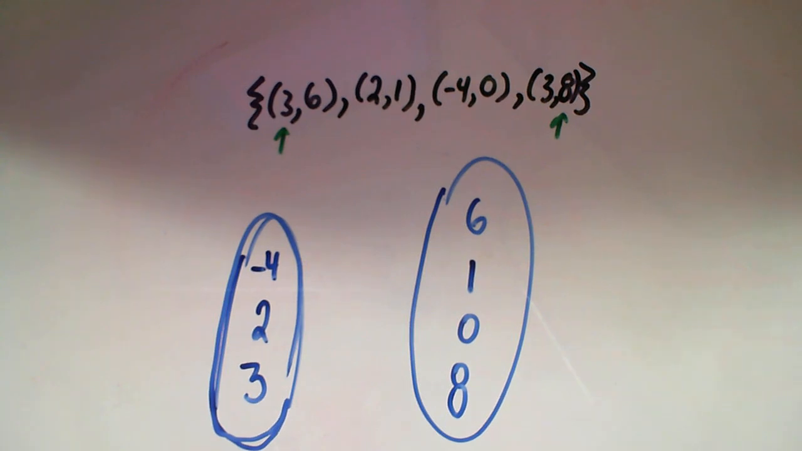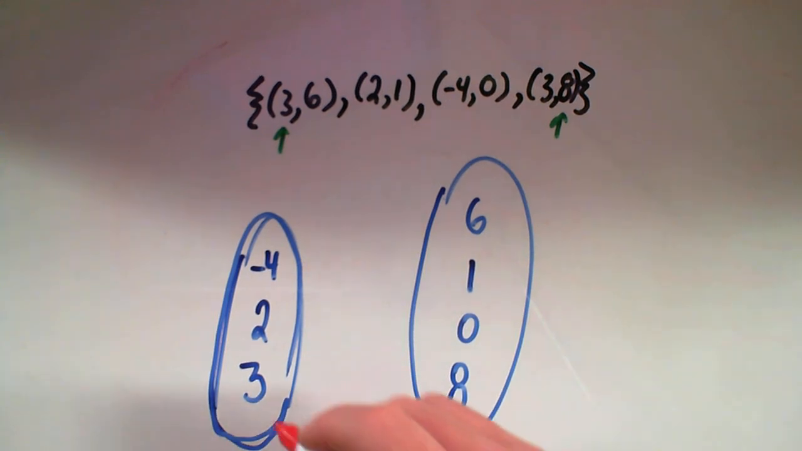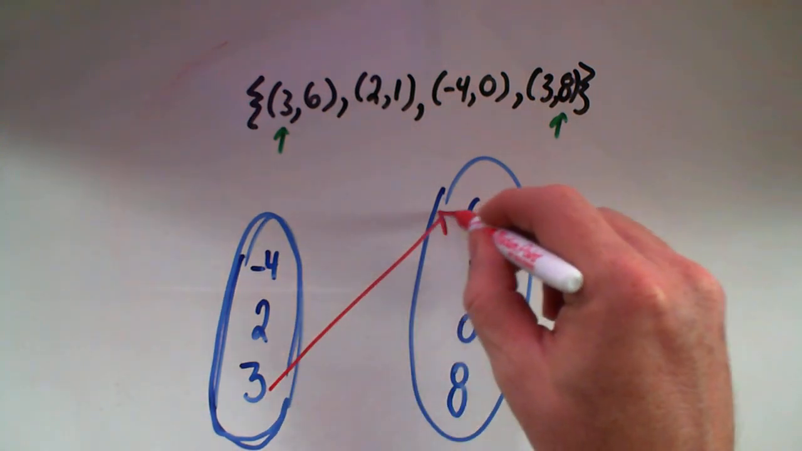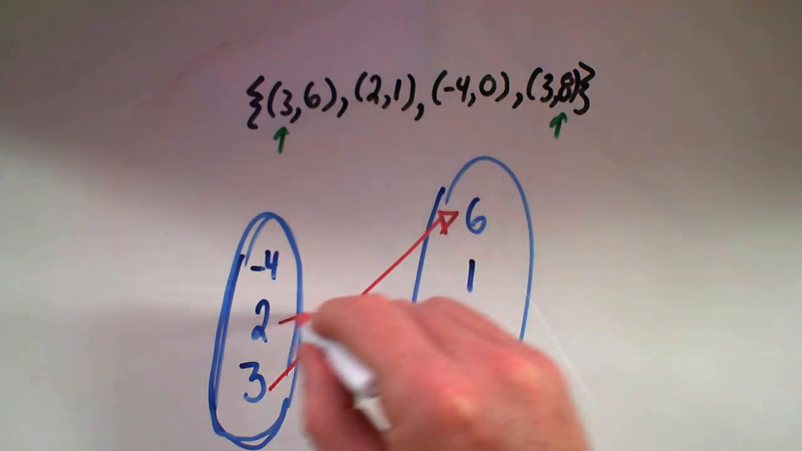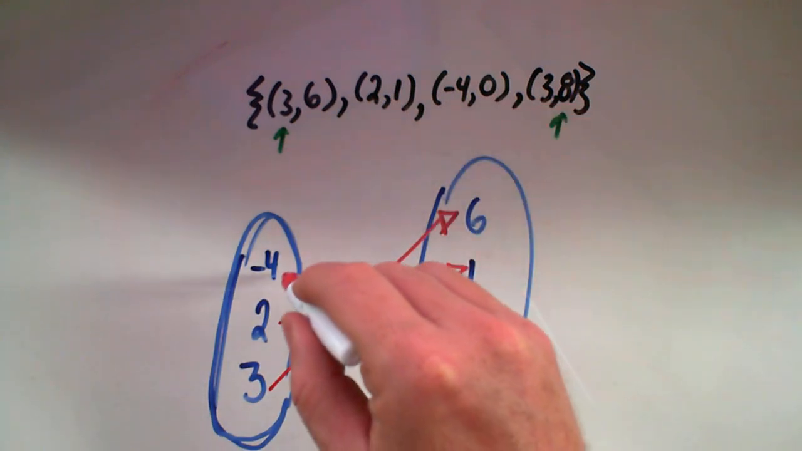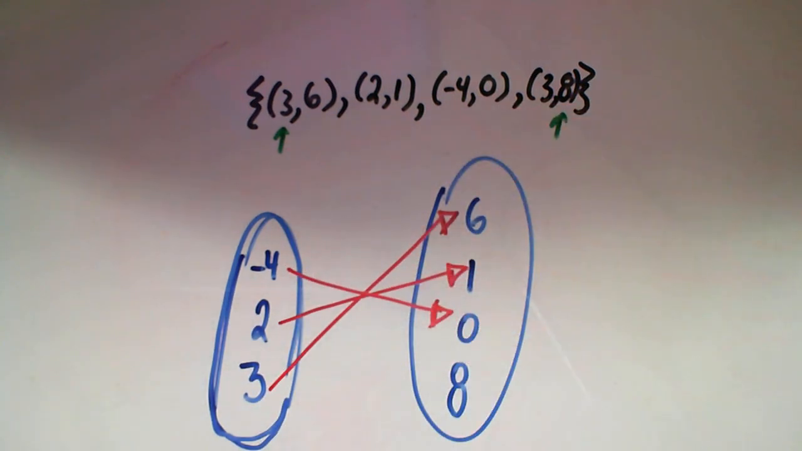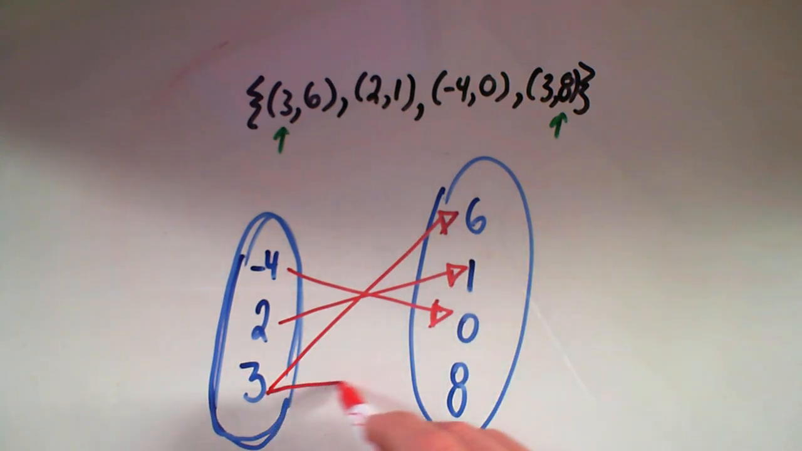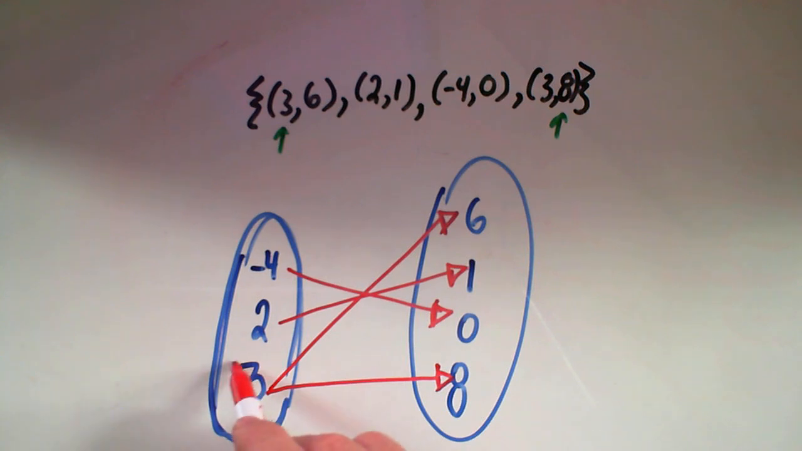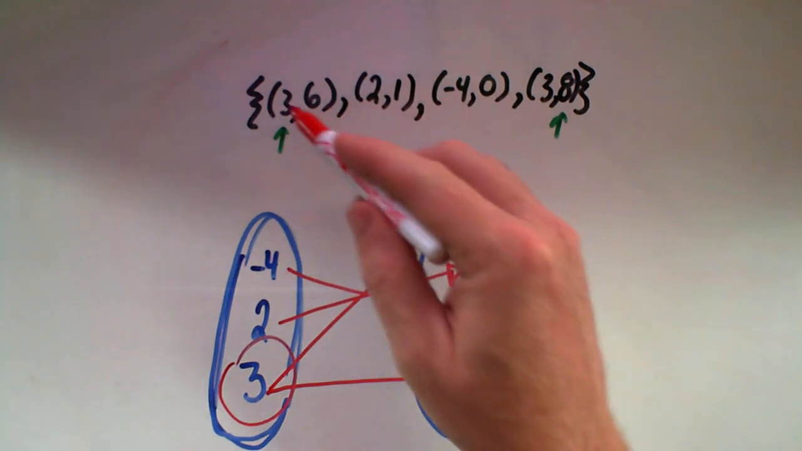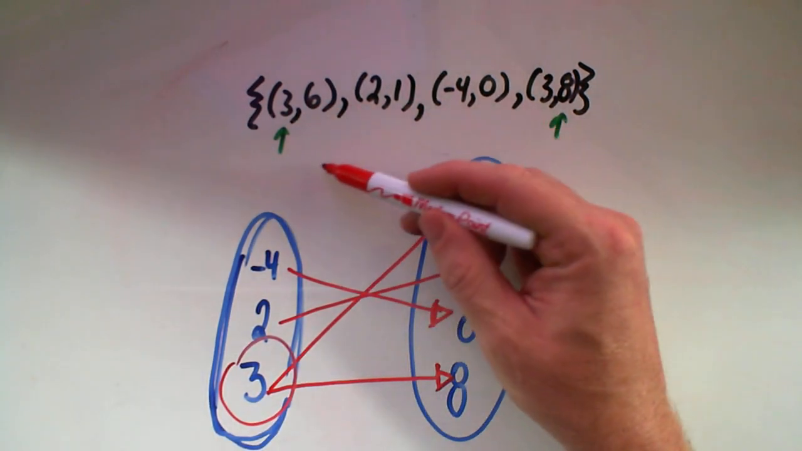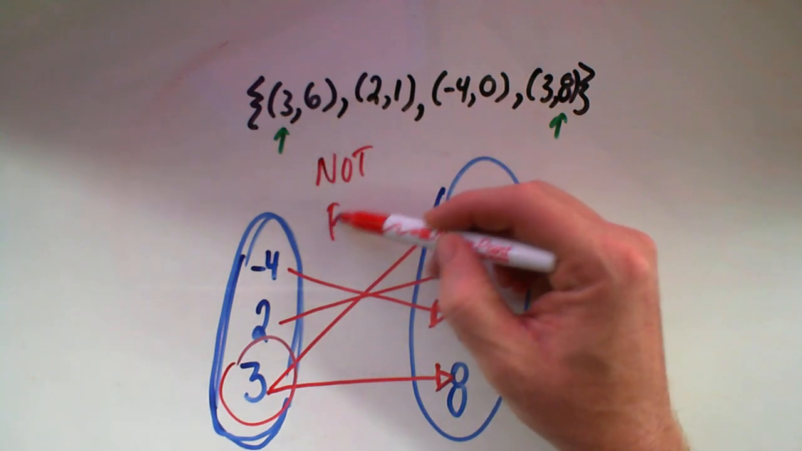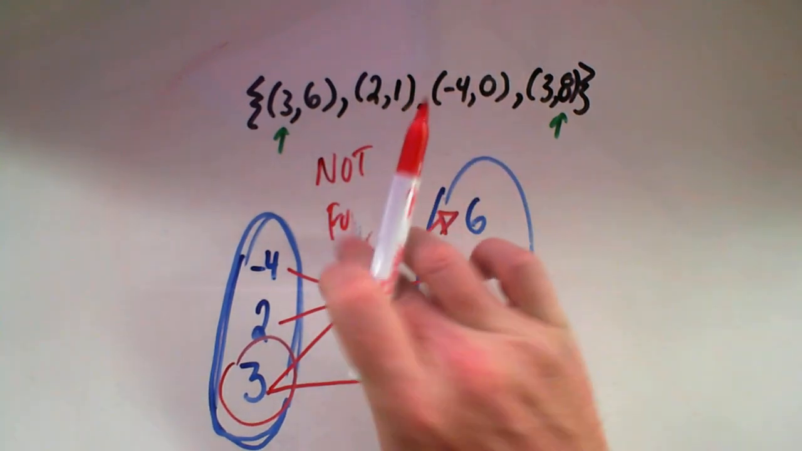I take my lines and I say, all right, so 3 is going to go to 6, 2 is going to go to 1, negative 4 is going to go to 0, no problems yet, but then this second 3, 8 point, that's where my problem shows up. Suddenly I've got 2 different arrows stemming from the same input value, so this set of ordered pairs is not functional. It is not a function.